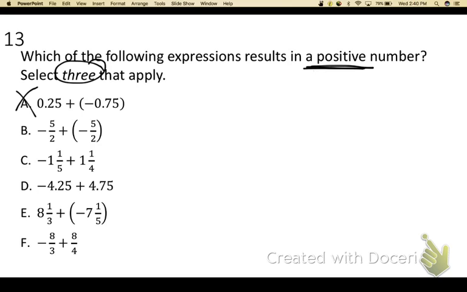Alright, if we look at B, negative 5 halves plus negative 5 halves. Again, you're going to add those two together and keep the sign. And that's going to, again, give you a negative number, so that is not correct.